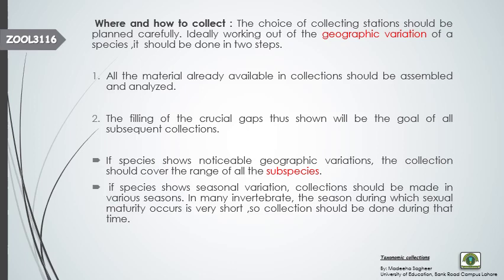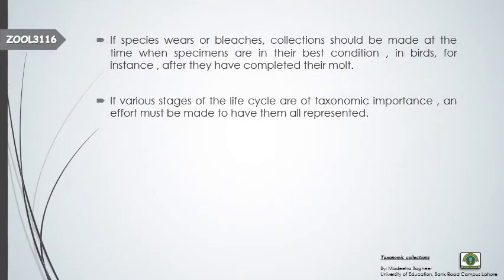If species show seasonal variation, in case of seasonal variation, what happens? You have to focus on the particular season for the collection of the specimen. Collection should be made in various seasons. In many invertebrates, the season during which sexual maturity occurs is very short. So in that short time period, collection should be made. Collections should be made at the time when the organisms are present in their best condition.